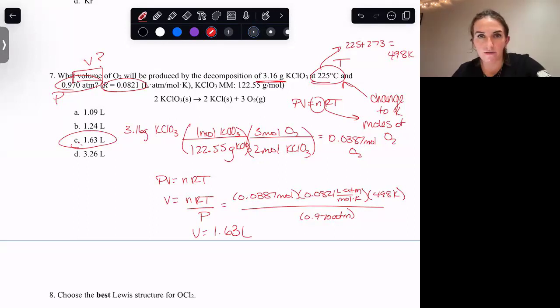Any questions on 7? Does that help with gas laws and stoichiometry?